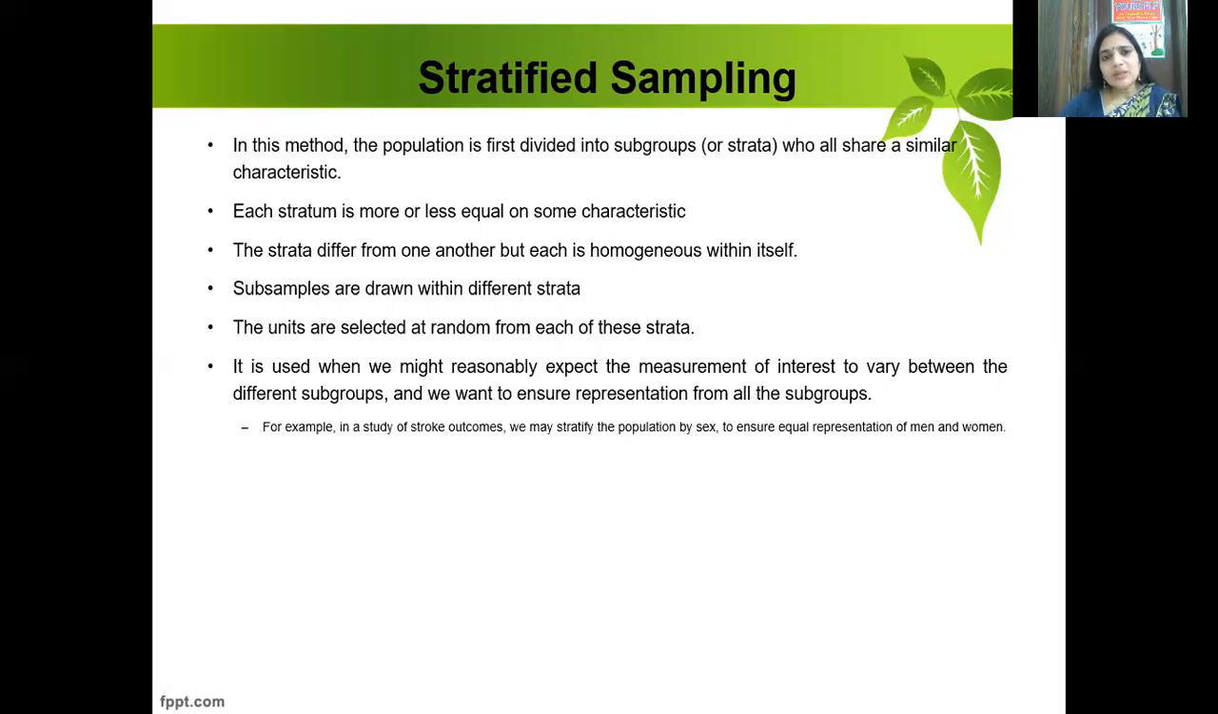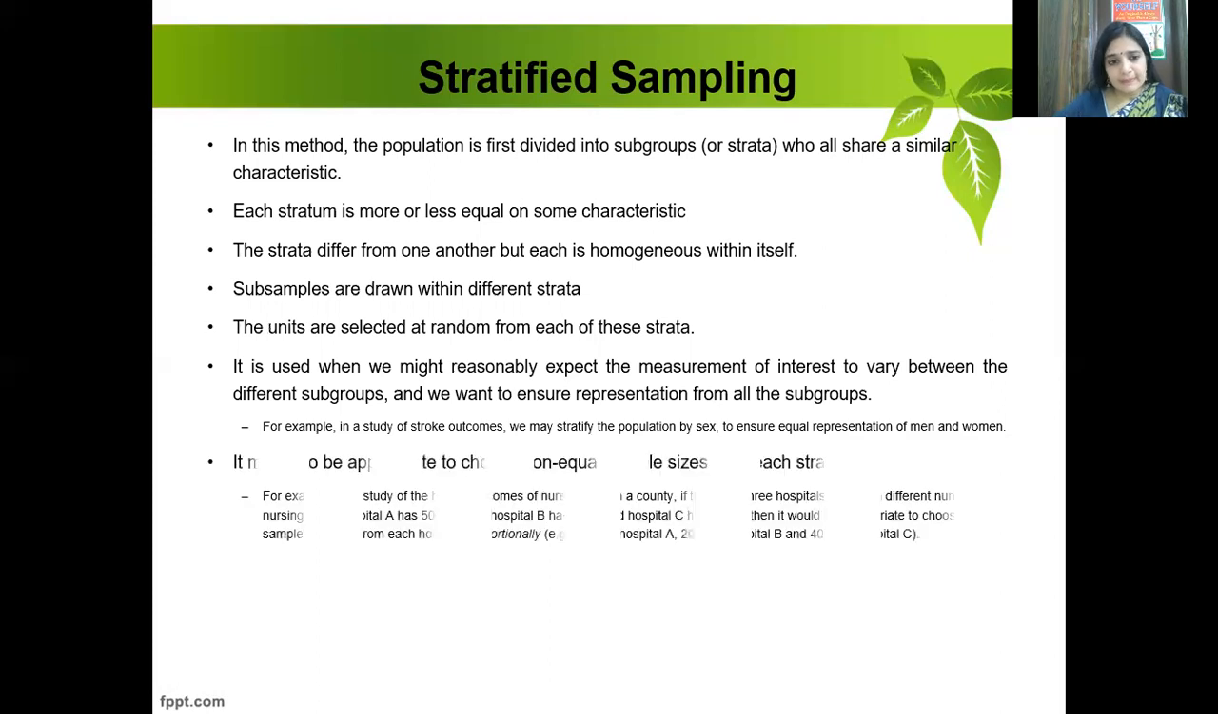We know that with age our opinions differ, so there might be a study which is dependent on how your opinion differs with age. So that can also be done through this. For example, in a study of stroke outcomes, we may stratify the population by sex to ensure equal representation of men and women. Yes, that can also be done. You can divide the whole population into male and female and then choose equal numbers from both the strata.